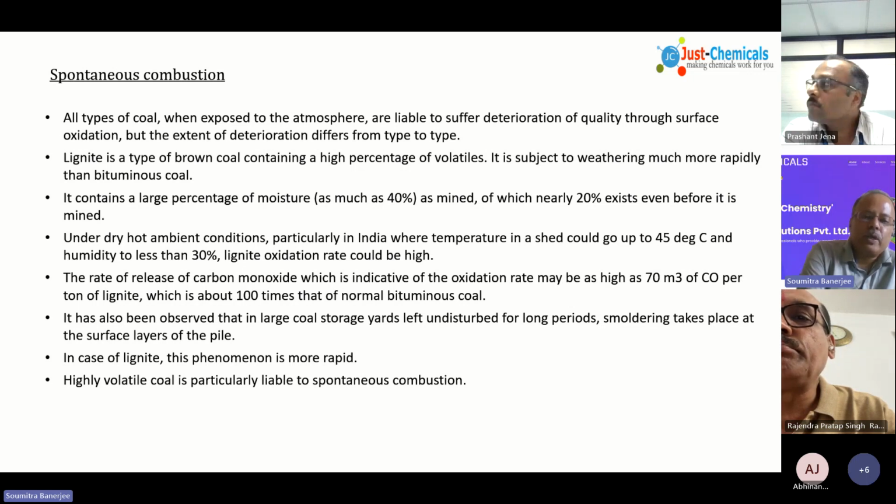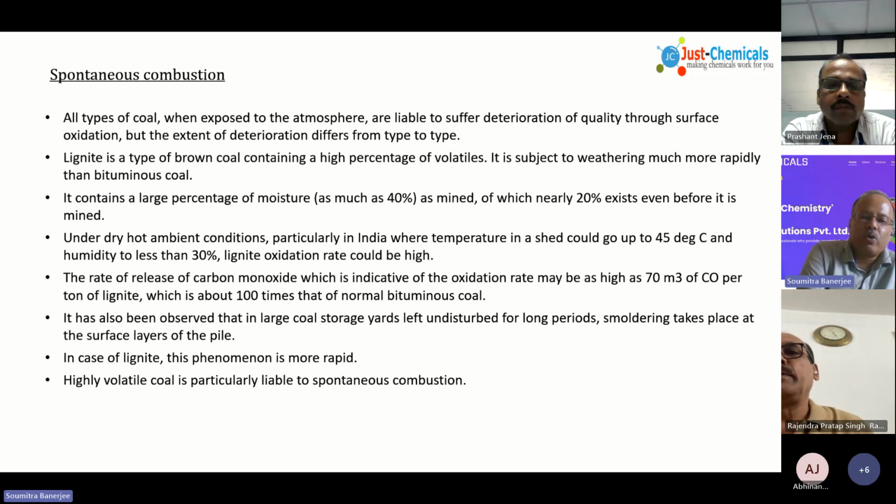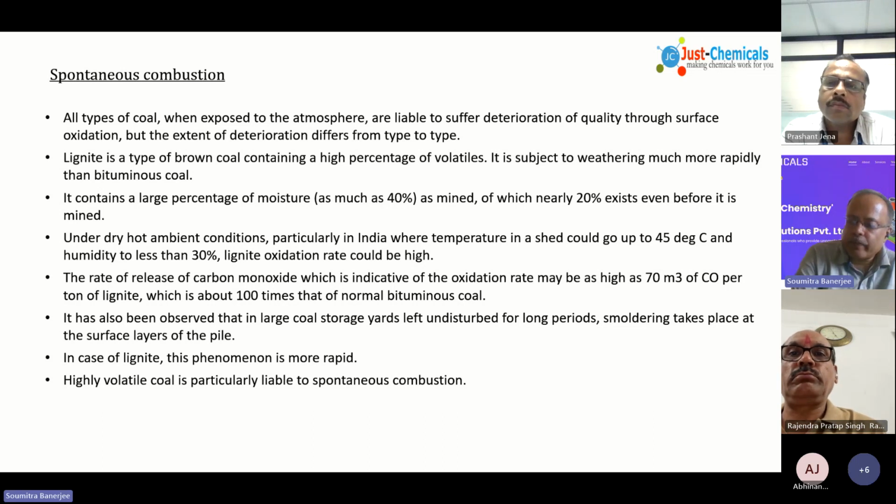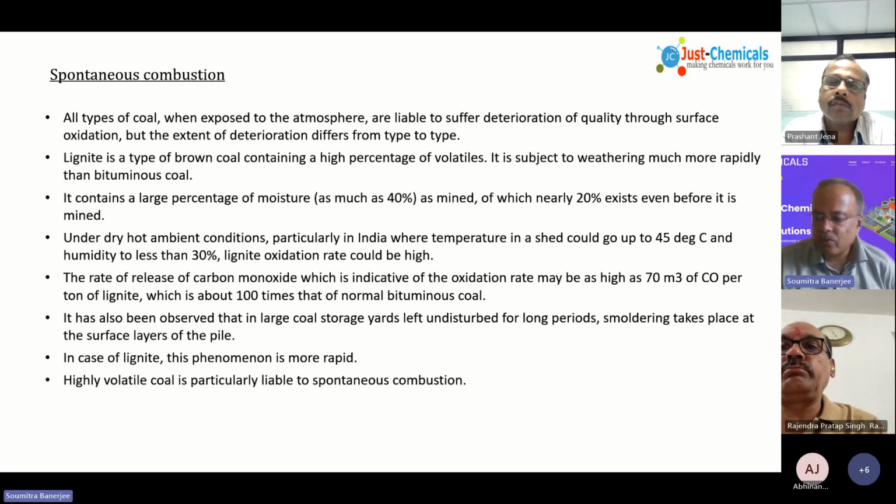And it has been observed that in a large coal storage yard left undisturbed for a long period, smoldering takes place at the surface layer of the pile. So if you have kept coal for a longer time and left it undisturbed, you will find that some smoldering is happening.